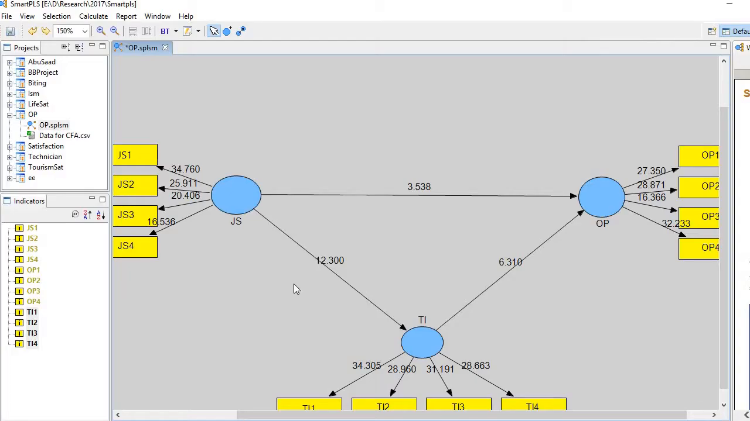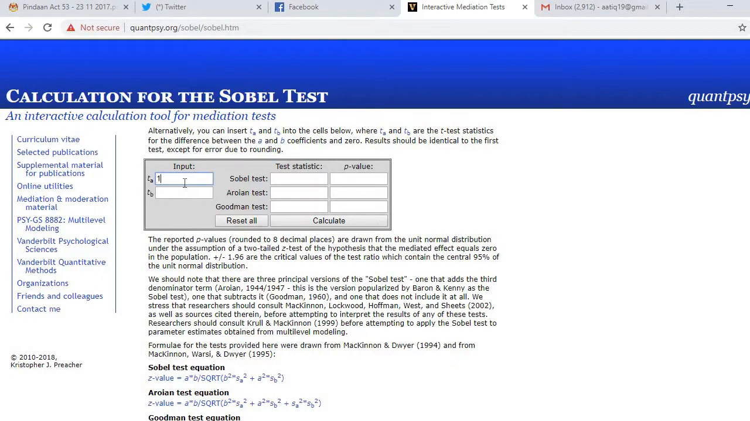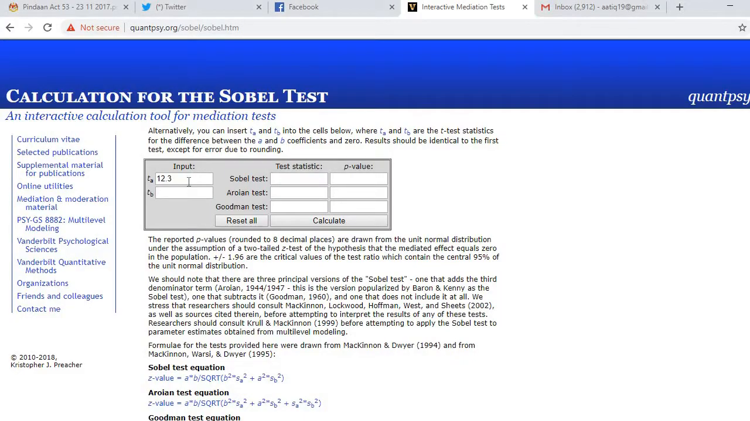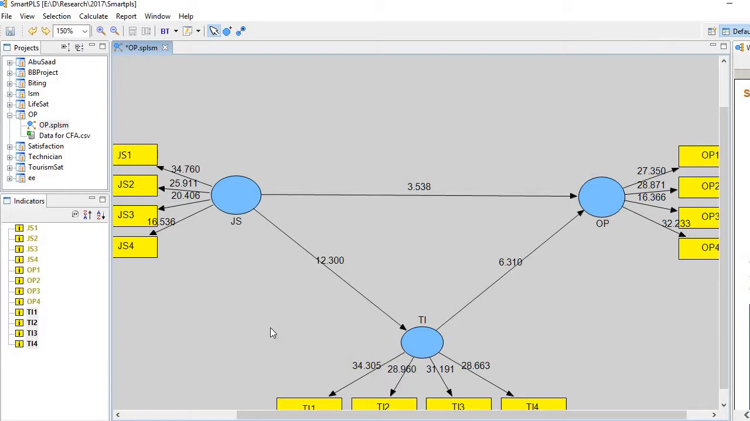So the first is 12.3, and then next is 6.31. Let's run it. So here we go. You see here the t statistic exceeds 1.96. So that means the indirect effect is statistically significant in our model.